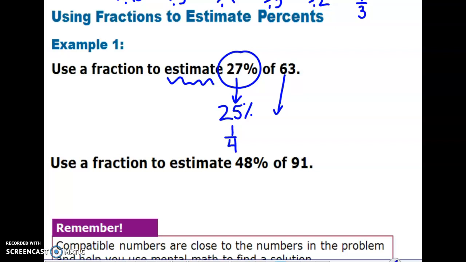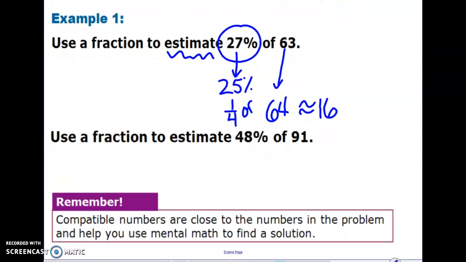So what I might do in this case, I might think of it as 64. And I'm going to think, what is 1/4 of 64? Or if I divide 64 by 4, 1/4 of it is going to be, my estimated value would be about 16%. Not the actual amount, but the estimated amount.